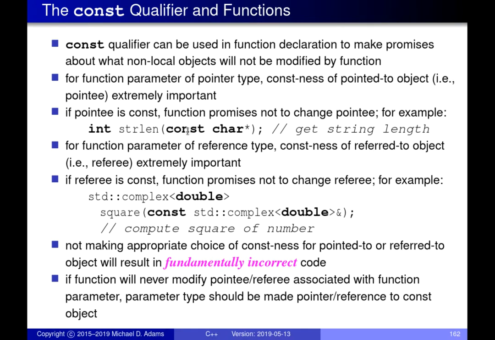If I write the code and I leave the const out, the compiler will get very upset with you if you try to pass a pointer to a constant string to this function, because it will say, this function might change the string, but the string that you're passing is a constant string. Therefore, if I let you call this function, it might change a constant, but that's not allowed in the language, so I'm not going to let you do it.